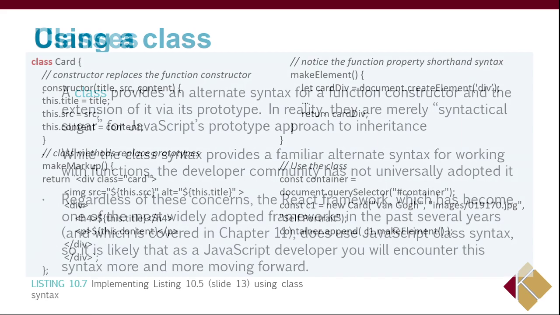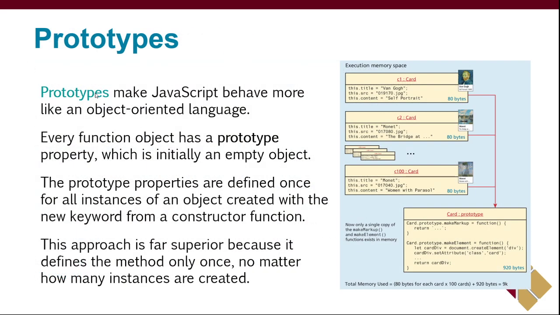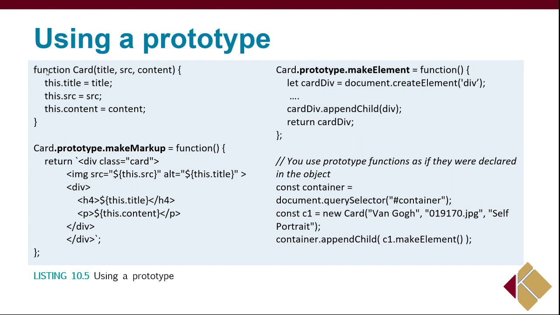Let's take a look. Whereas before we had a constant card, this is a class card, and then it has class methods instead of prototypes. Let me get back to it. Sorry, function, not constant. Function card takes a title, source, and content, returns those three, and then card prototype dot make markup.